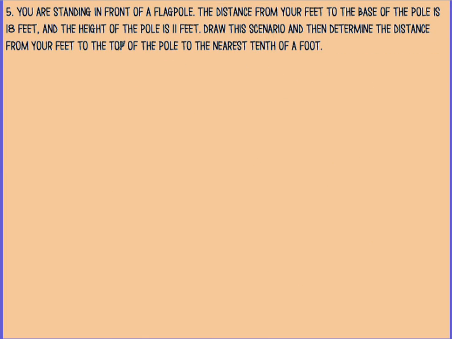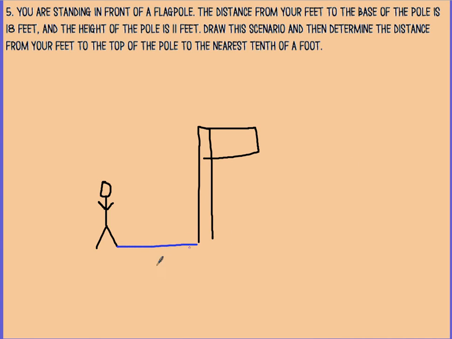All right, we have one more. It says you're standing in front of a flagpole. Okay, so let's draw the picture first. So you're standing in front of a flagpole. I'm assuming there's a flag on it. All right, it says the distance from your feet to the base of the pole is 18 feet. So this is 18. Okay, the height of the pole is 11 feet. This isn't drawn to scale, but that's okay. Draw the scenario, so we did draw it, and then determine the distance from your feet to the top of the pole, to the nearest foot.